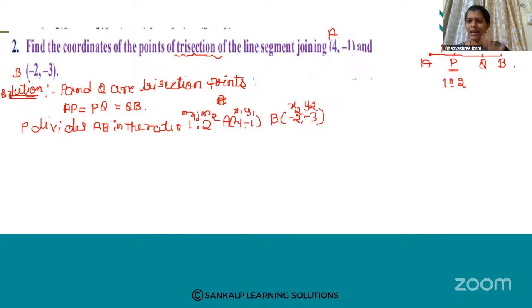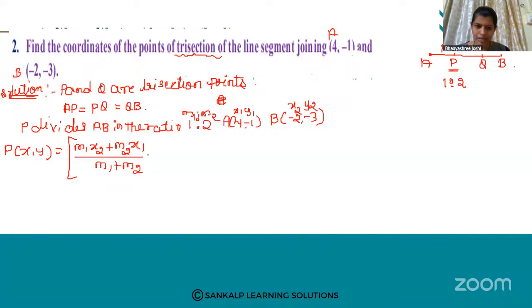So now we can apply the section formula, right? By using the section formula, P of xy is equal to, what is the section formula? M1 into x2 plus M2 into x1 divided by M1 plus M2, right?